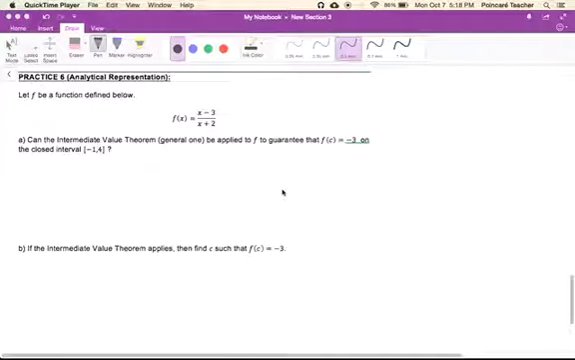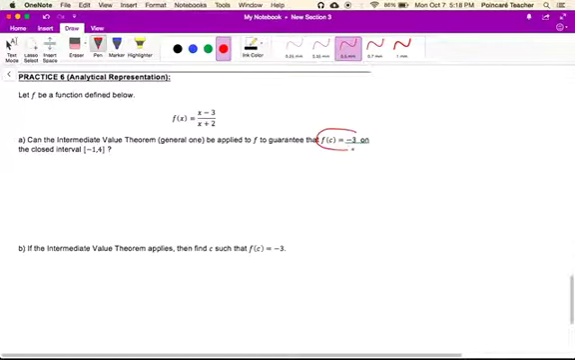The final problem, practice number 6. We're revisiting a function that we looked at in class. So we have the function f of x is this rational function, (x minus 3) over (x plus 2). Part A is asking: can the intermediate value theorem, the general one, be applied to f to guarantee that f of c equals -3? So our y value of interest is -3, and our interval is -1 to 4.